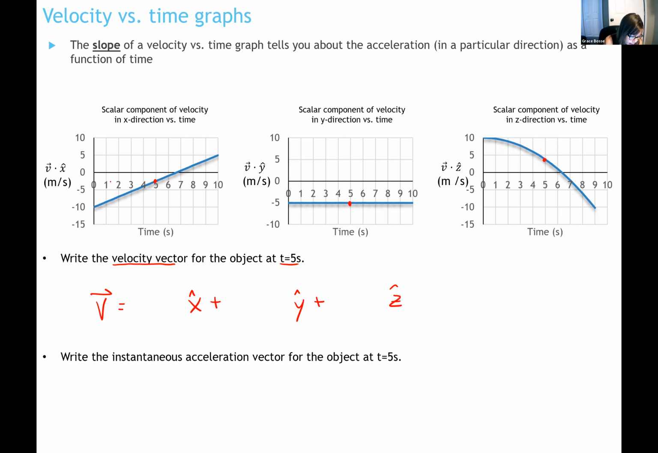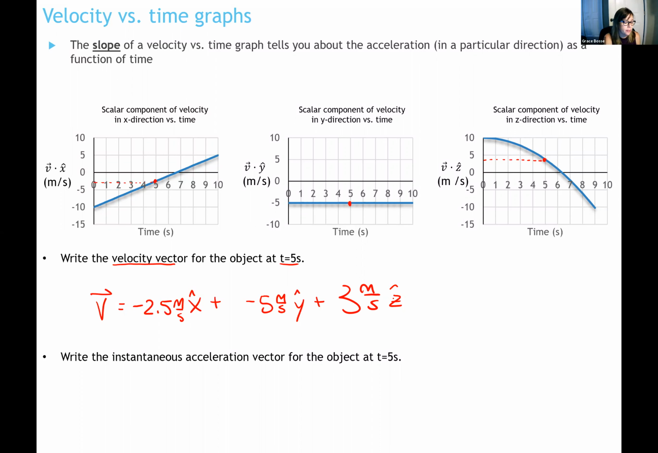So in the x direction, I'd say that the value of the velocity component is about maybe negative 2.5 meters per second. In the y direction, it's definitely at negative 5 meters per second. In the z direction, maybe something around, I'm just going to guess, around 3 meters per second. So the velocity versus time graphs give us those exact values, no work involved, just extracting those points from the graph. Now let's figure out the instantaneous acceleration for this object at t equals 5 seconds.